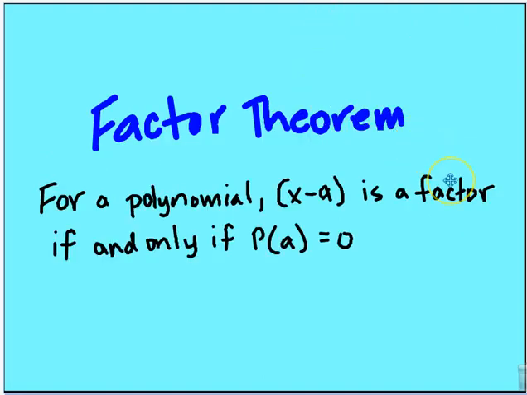Okay, factor theorem. We're going to go back to what we talked about before in synthetic substitution and division. The factor theorem says that for any polynomial, x minus a is a factor if and only if the function p of x, where x is equal to a, ends up resulting in a value of 0 through synthetic substitution or division. So if x minus a is a factor, a would be the root. The root would end up with a y value of 0. So that's what this is saying.